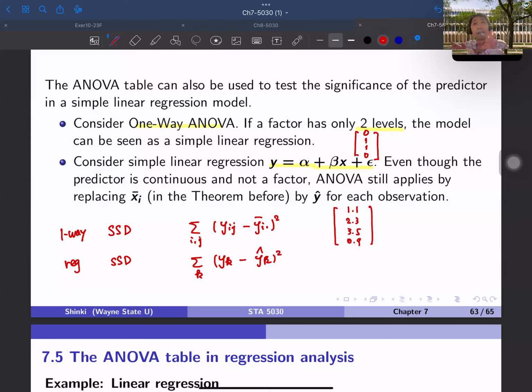In one-way ANOVA, we have observations within each group, so we use the indices i and j. But for a regression model we don't have any groups, so I wrote the sum of squared deviation as the summation of yk minus y hat k. But the point is, in ANOVA we can use the group mean here, and in a regression model we can use the fitted value here. So we can apply the analysis of variance in a similar way as ANOVA for a regression model.